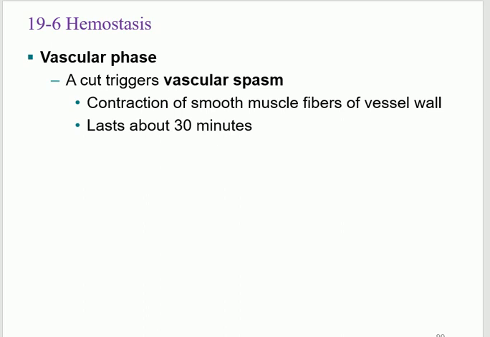The vascular phase, I just mentioned it, which is vasoconstriction. You constrict the blood vessels so that you don't lose much blood. Less blood is coming, that's good. That's going to help you shut down the main water valve. Okay, so the smooth muscles are going to contract, constricting the blood flow, and this is going to stay about half an hour, giving you some time to take care of it.